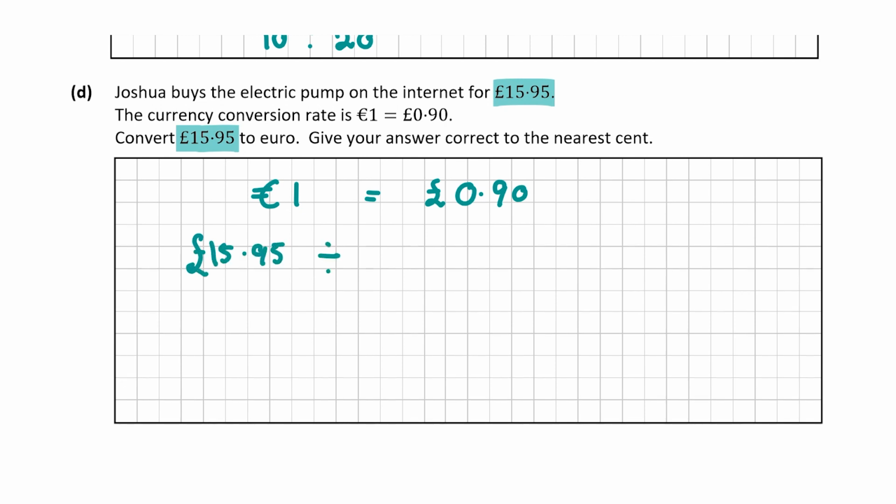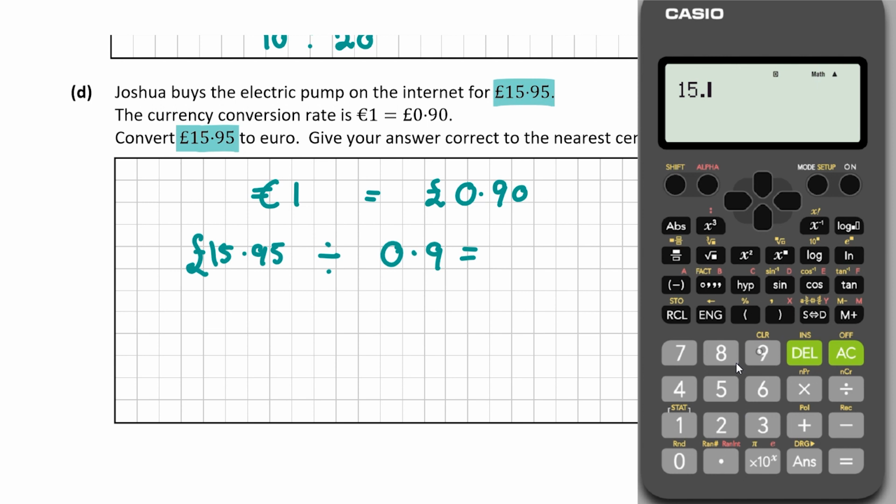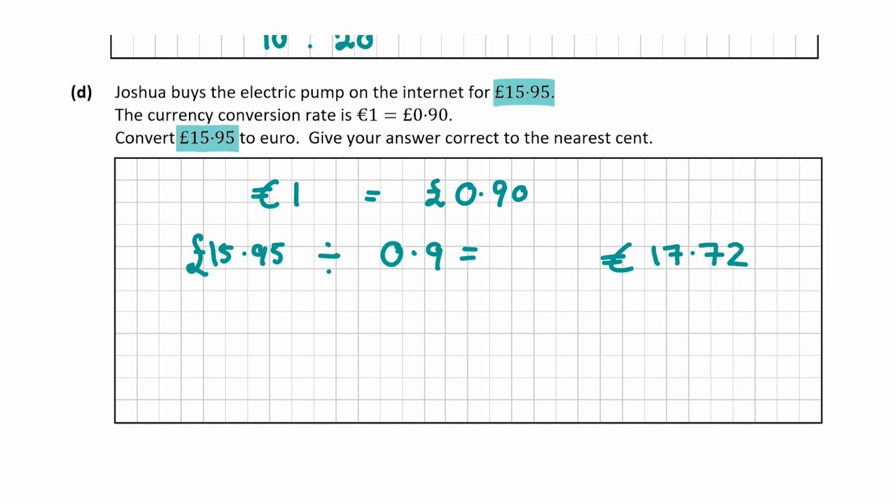So then you divide that by the pounds in the currency conversion rate. So you divide it by 0.9 and then you multiply it by what you want. So we want it in euro. So the euro here is 1. So we multiply our answer by 1. But let's divide by 0.9 first. So we have £15.95. Divide that by 0.9. And that is €17.72. Now we can multiply this by 1, but we're just going to get the same answer. So it's €17.72. Let me write that down. And it asks us to give our answer correct to the nearest cent, which we have done. So this is our answer. And for this question, for getting the correct answer, you're going to get a total of 5 marks.